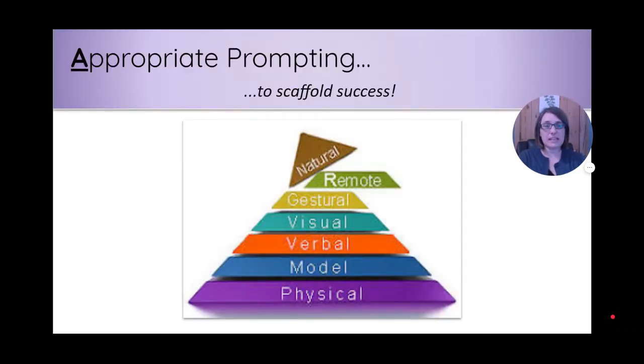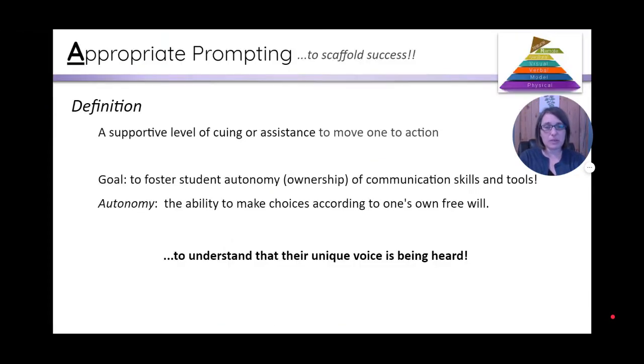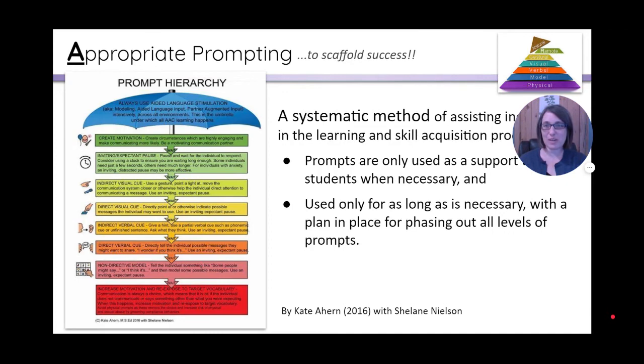Appropriate prompting is the next conversation, and we use a prompting scaffold, and it's really important that we do this thoughtfully and appropriately so as not to undermine our efforts. A prompt is a supportive level of cueing to move one to action, and the goal here is to foster ownership of communication skills so that kids understand that their unique voice is being heard.